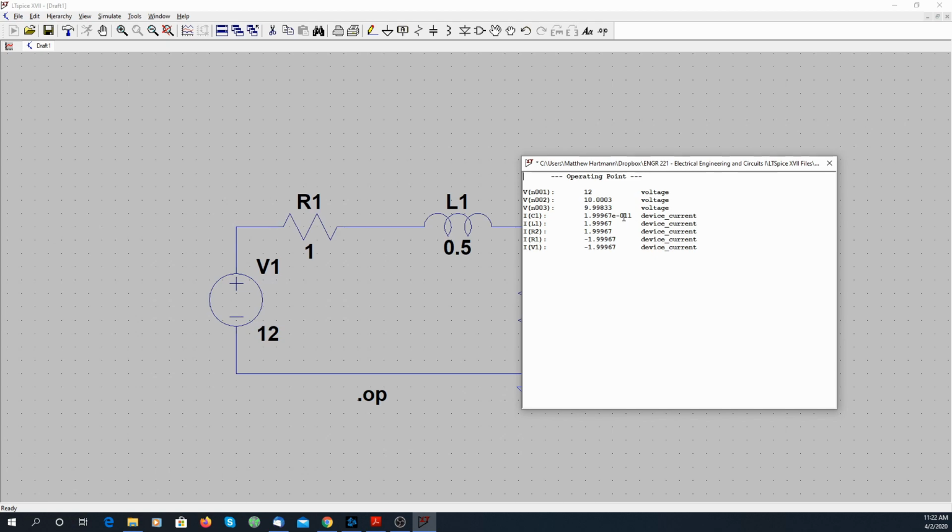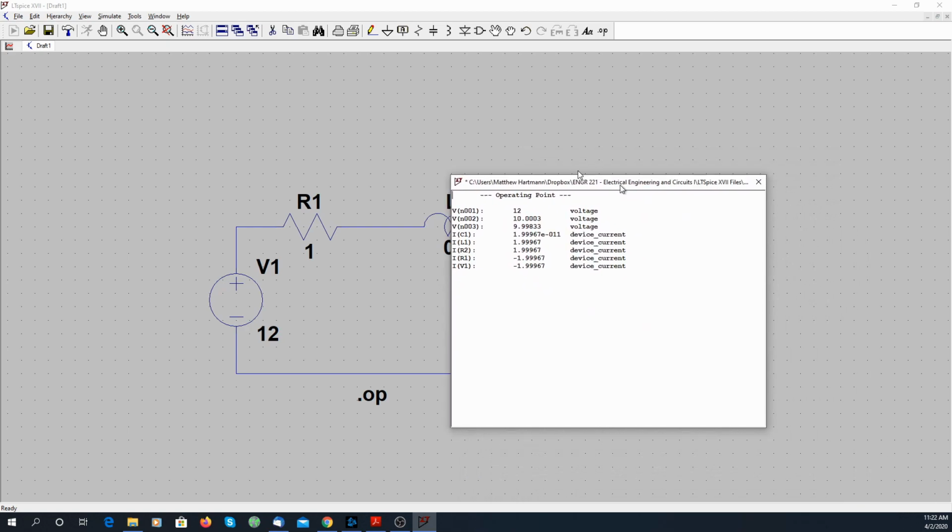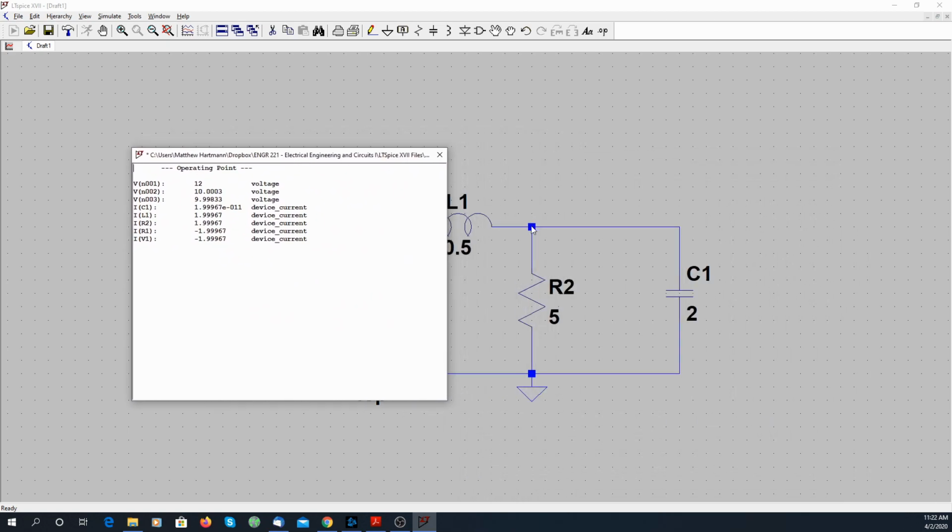If we run this simulation, we see that the voltage at node 1, which is our voltage source, is 12 volts. The voltage at node 2, which is this node between resistor R1 and inductor L1, is 10.0003 volts. The voltage at node 3 is 9.99833 volts. And then we're also given a list of all the currents. This doesn't exactly match our analysis.